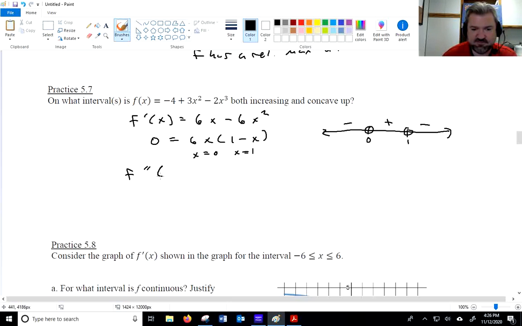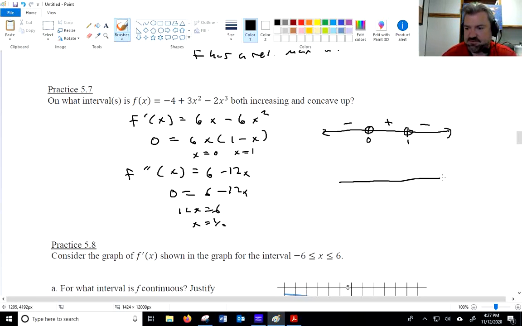Let's find f double prime. Well, f double prime of x then is 6 minus 12x. And that is equal to 0. Let's see here. It looks like x equals 1/2. So this was f prime, and this is f double prime. So at 1/2 right here in between the two. And let's see here, 6 minus 12x. So if I plug in like 10, I'll get a negative number, and here I'll get a positive number.